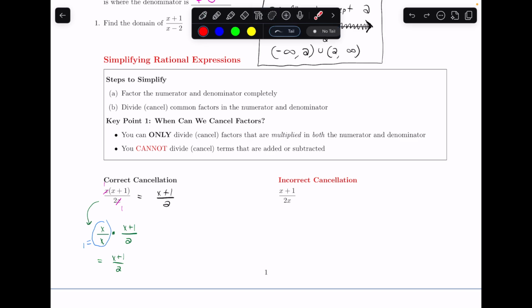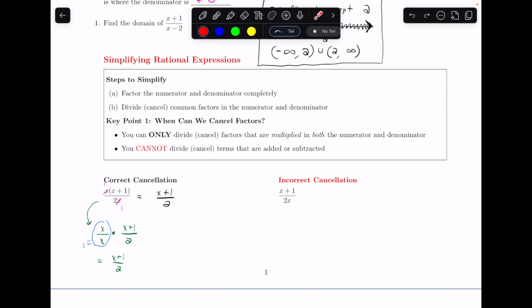So the reason why this works is, well, when the factor is being multiplied on the top and the bottom, I can pull it away and separate it like this. And when you divide it by itself, it just equals 1. And multiplying by 1 just gives you that thing. So these common factors, they kind of cancel away.